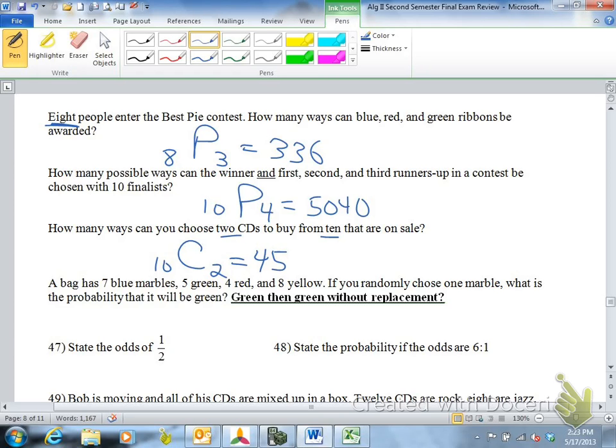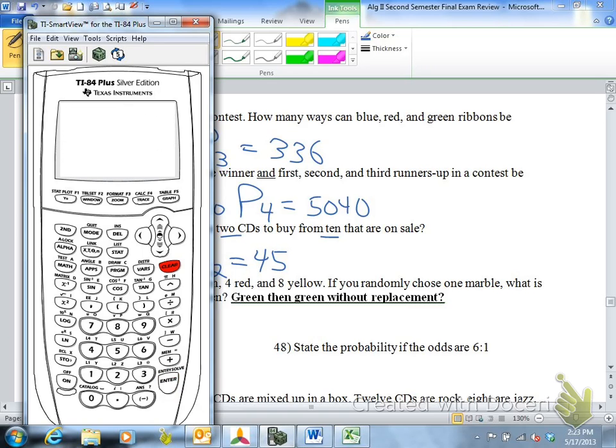Just to remind you where the button is on the calculator. We use it quite a bit, so you probably remember, but it's under math, under probability, and it's either number 2 or number 3. And number 4 is for factorial.